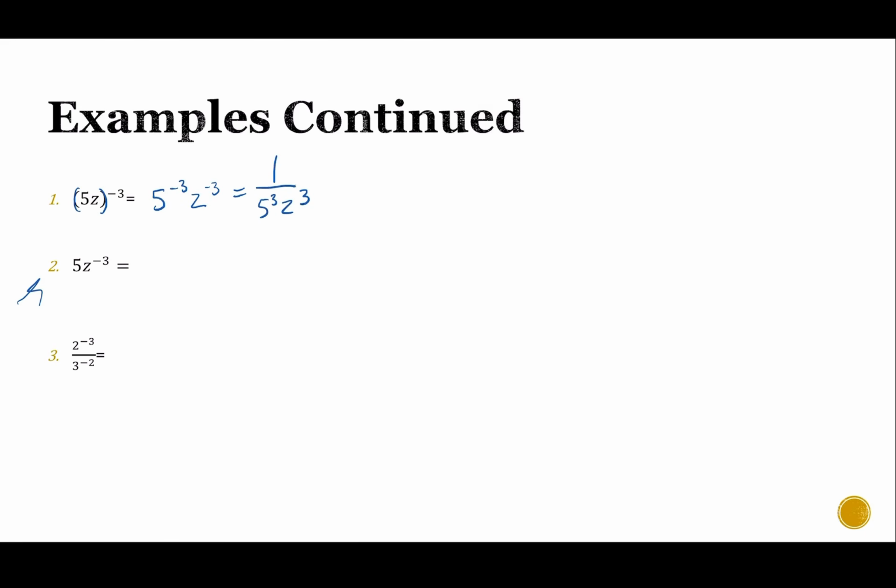For example 2, that negative 3 is only attached to my z, so I've got 5 times 1 over z cubed, which would be 5 over z cubed. Now, if I have a negative exponent in my numerator, it becomes positive in the denominator. And if I have a negative exponent in my denominator, it becomes positive in my numerator. So this would be 9/8.